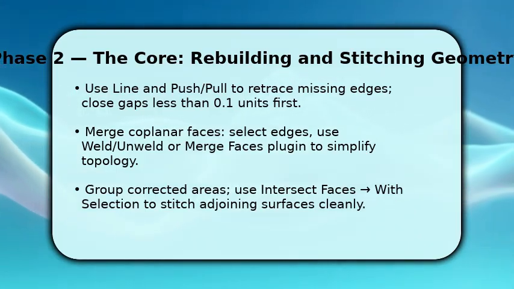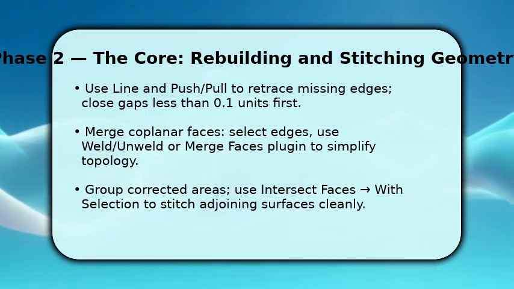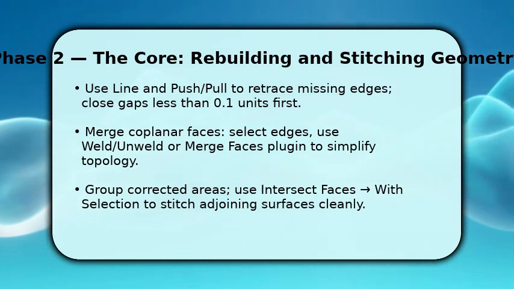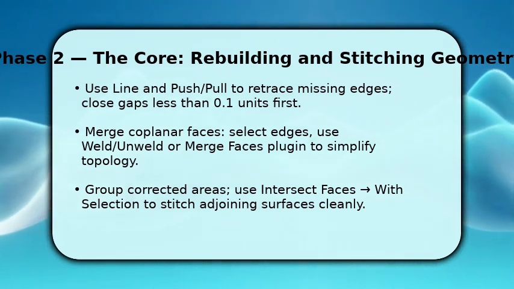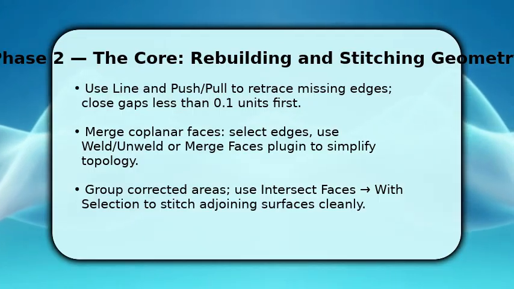After that, select adjacent groups and use intersect faces with selection to create clean shared edges. Once done, smooth normals and purge unused components. So the model finish by cleaning the file, purge unused components, run your fixer tool again, and export a test SKP or SDL to confirm integrity.